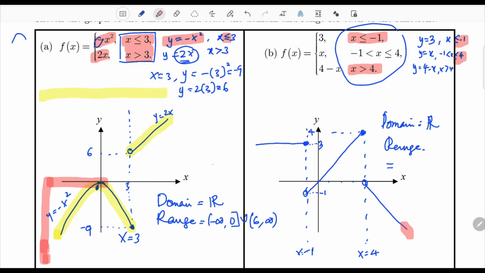From below up to here, it covers these two. And then here, it covers this part up to 4. So the range will be negative infinity up to 4, including 4. Right? y includes 4, so this is the shaded circle.